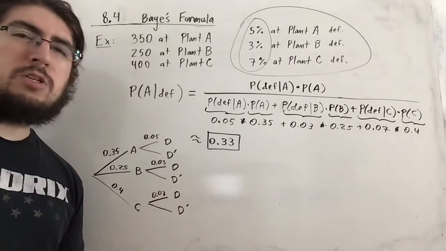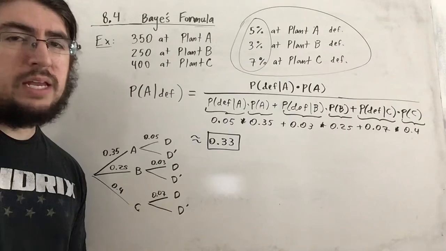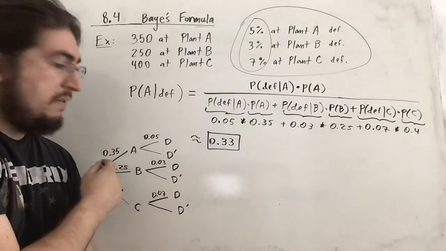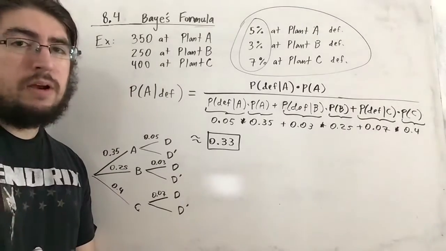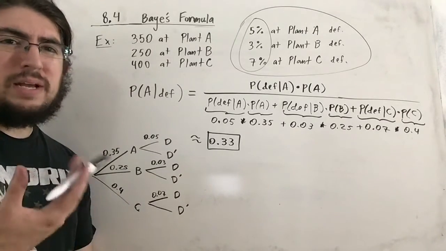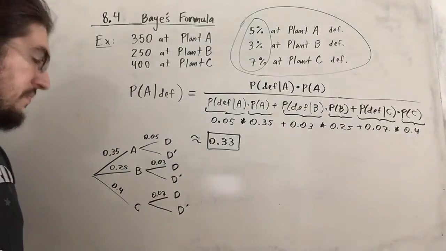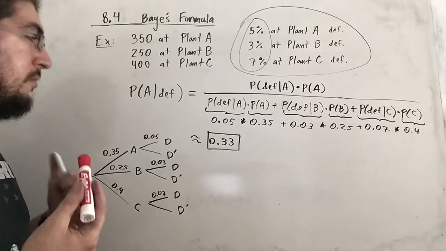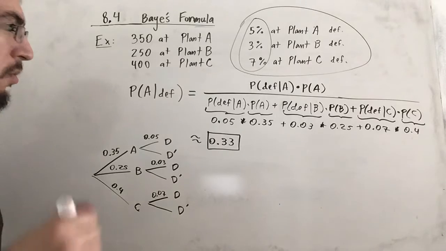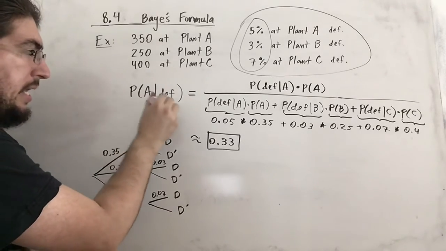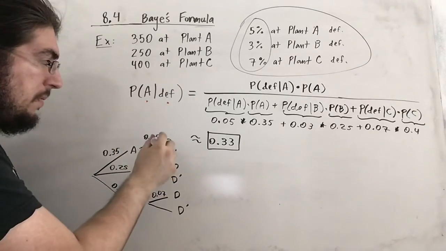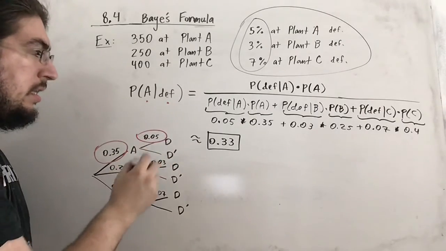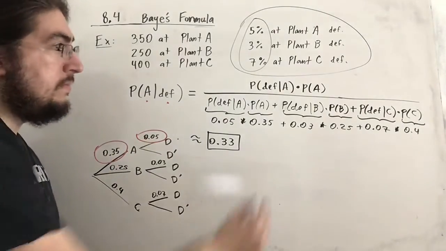Now the D primes you don't really need to know, but let me just tell you that it's just going to be the complements of those. So D prime for A would be 0.95, this would be 0.97, and that would be 0.93. I'm not going to write it though because it'll be too cluttered of an image. Anyways, so again, what Bayes' formula really tells us to do is the one we want is A given defective, so we're going to find the probability of defective given A, which is this times this. That'll give us the numerator, and there it is.